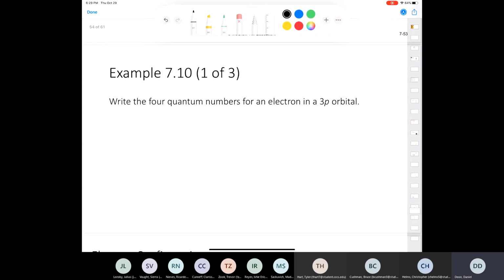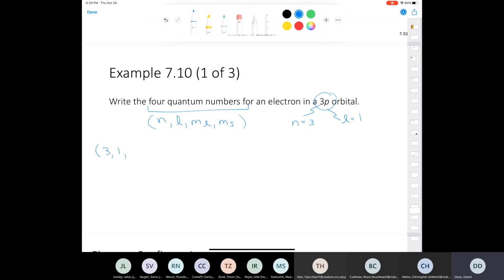Well, let's try another practice problem. It asks us to write the four quantum numbers for an electron in a 3p orbital. What are the four quantum numbers? They are n, l, ml, and ms. Well, if we have a 3p orbital, what do we know already? We know that n is equal to 3, and we know that l is equal to 1. Okay, we get that much. So we could write this down. We could say 3 and then 1.